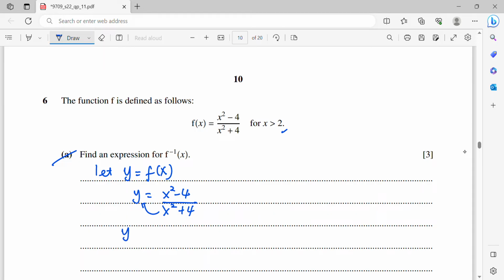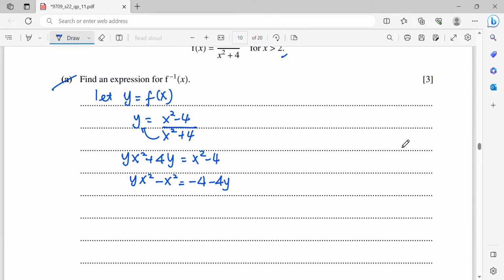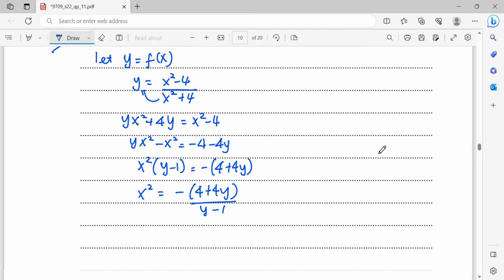So I will get y x squared plus 4y equals x squared minus 4. Alright, then now y x squared minus x squared will be minus 4 minus 4y. So you group the terms with the x on the left hand side. And now get the x squared as a subject. So you get x squared bracket y minus 1 equals, since both are negative on the right side, I may factorize the minus. Then now my x squared will be the division of 4 plus 4y and y minus 1. Okay, then from here I will get the x as a subject.